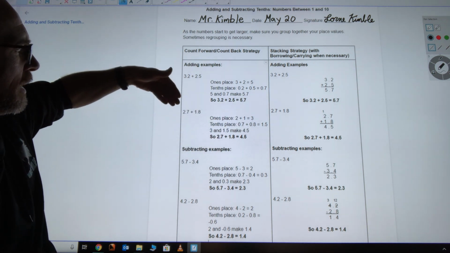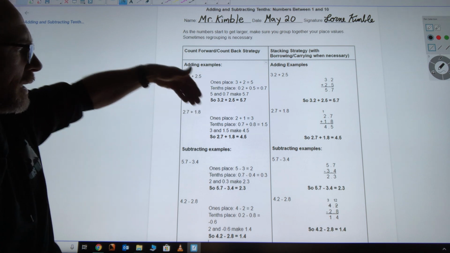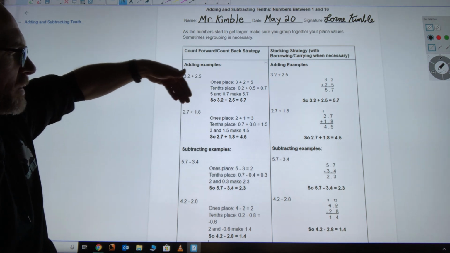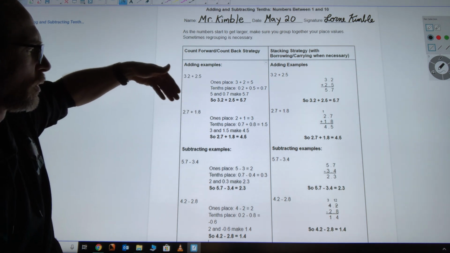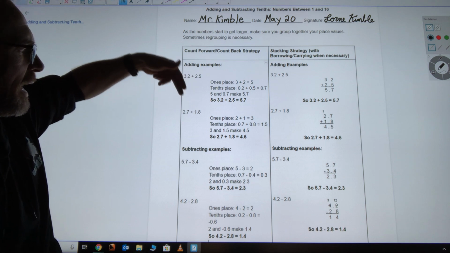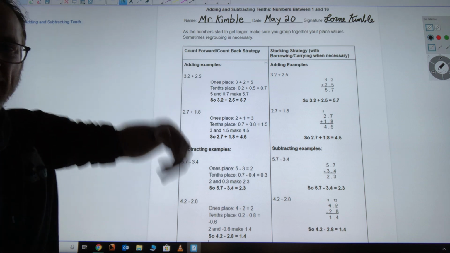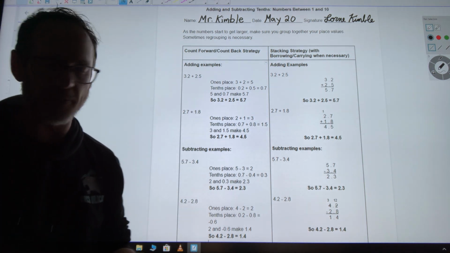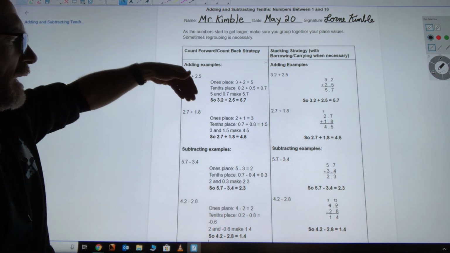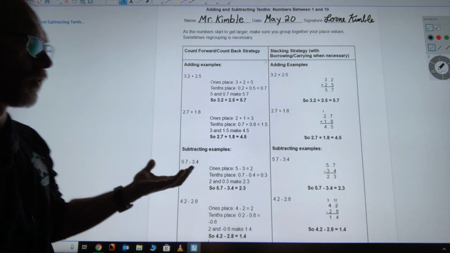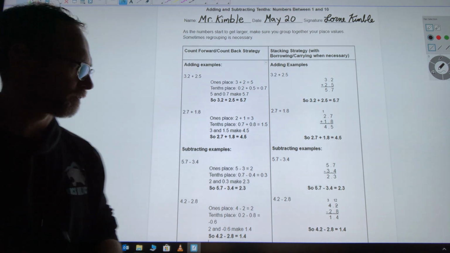For one that requires a little bit more thinking, something like 2.7 plus 1.8, we would still group 2 plus 1, and then 7 and 8. 7 tenths and 8 tenths makes 15 tenths, which is 1.5. So that would be 3 plus 1.5, so that's 4.5.